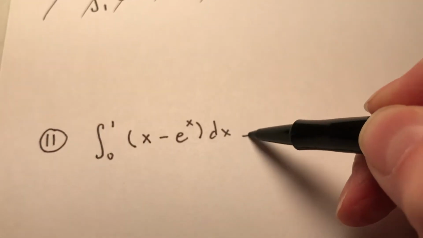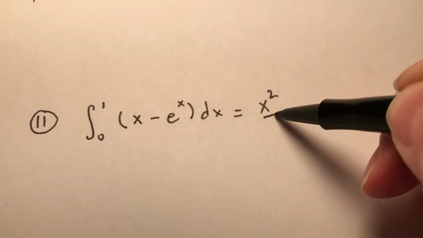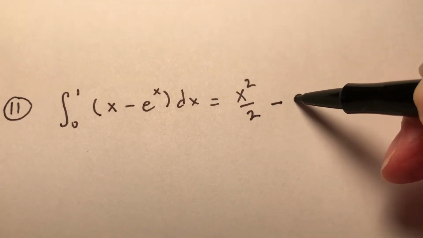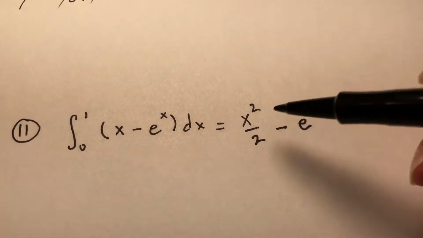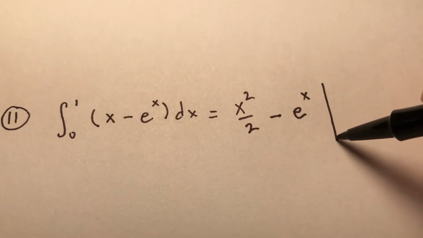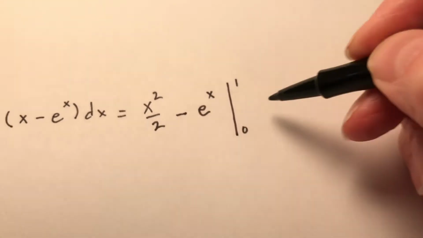So if I do this one, we integrate. That's x squared over 2 minus e to the x. The antiderivative of that is e to the x. And notice no more integral sign. And I'm going to go from 0 to 1. You just put a straight line here.